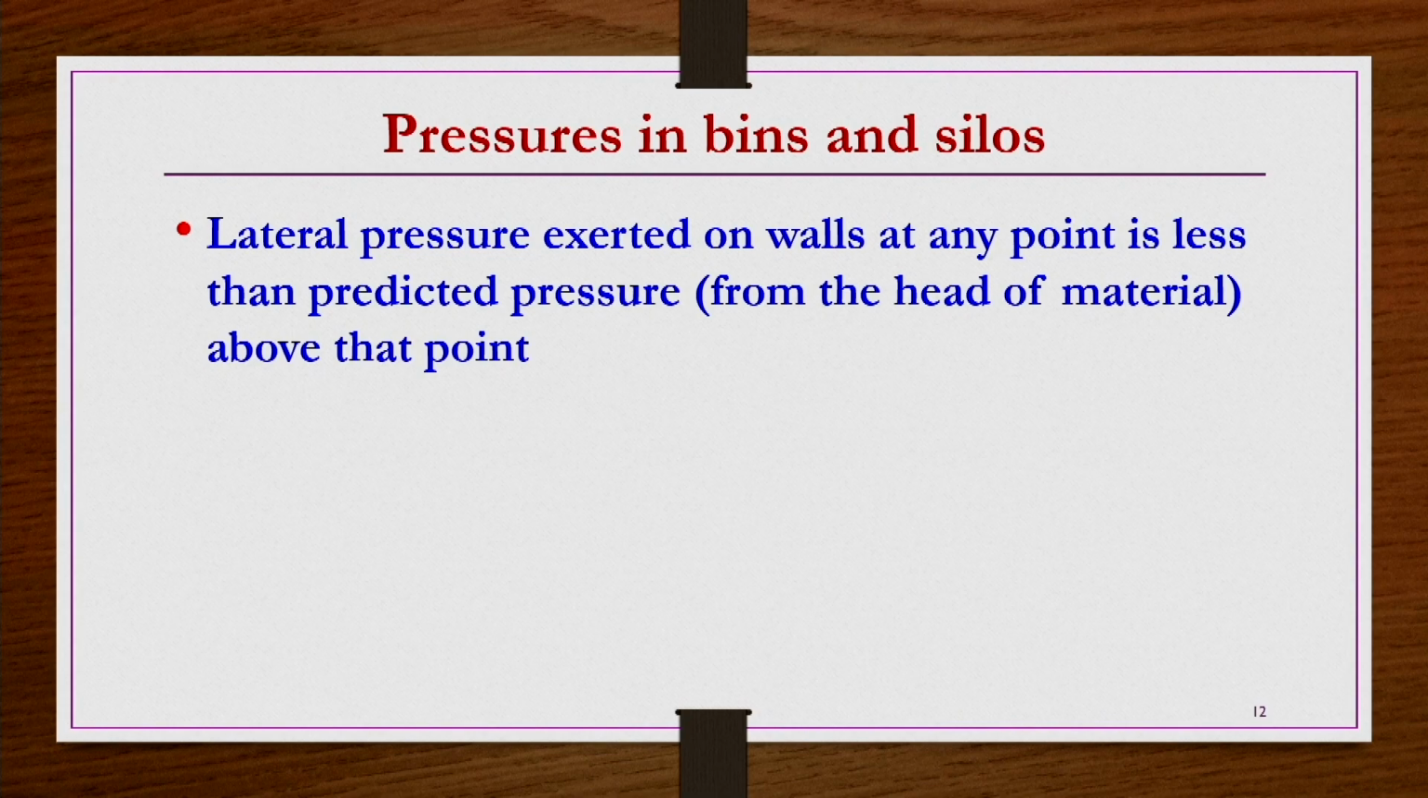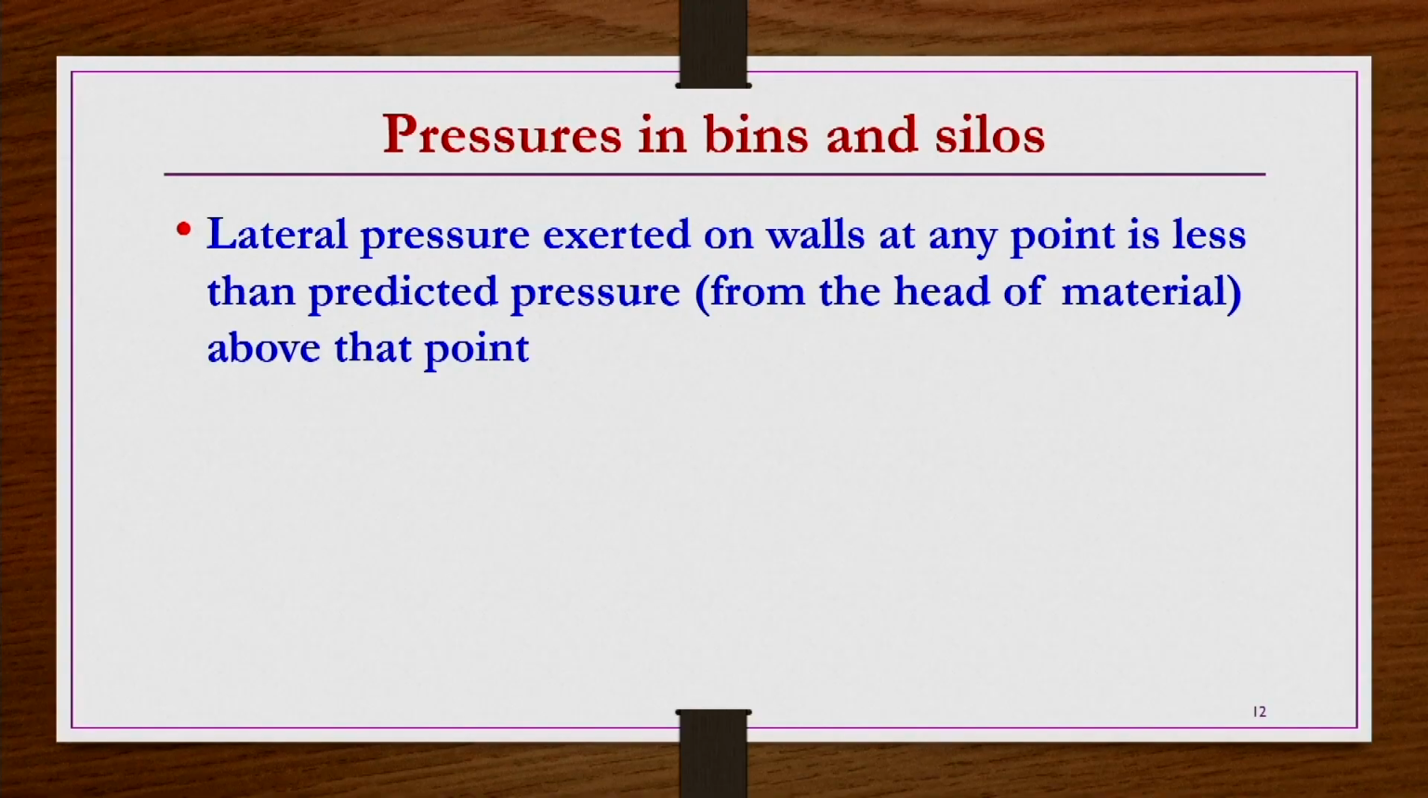Lateral pressure exerted on walls at any point is less than the predicted pressure from the head of the material above that point. Whatever the pressure in the container, it is the lateral pressure, not the pressure in the flowing direction, that one can predict. That predicted pressure is in general higher than the actual lateral pressure. As with a liquid, it is determined by the head, up to what head the material is fed.